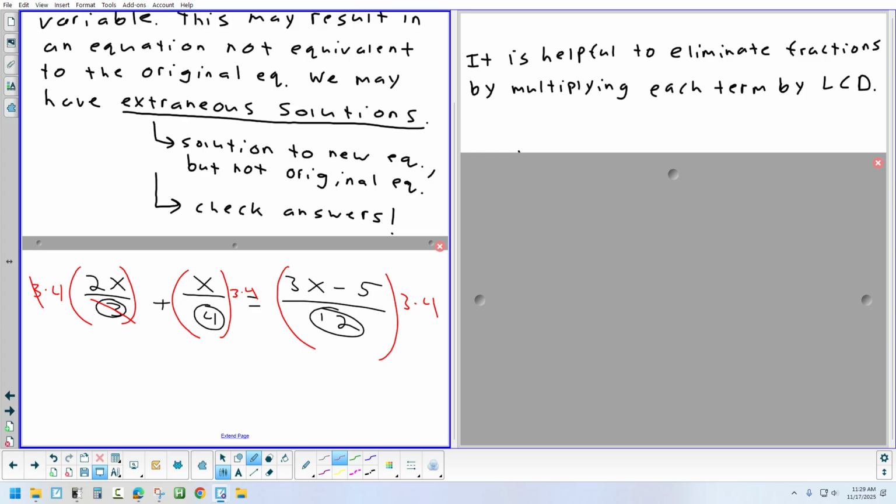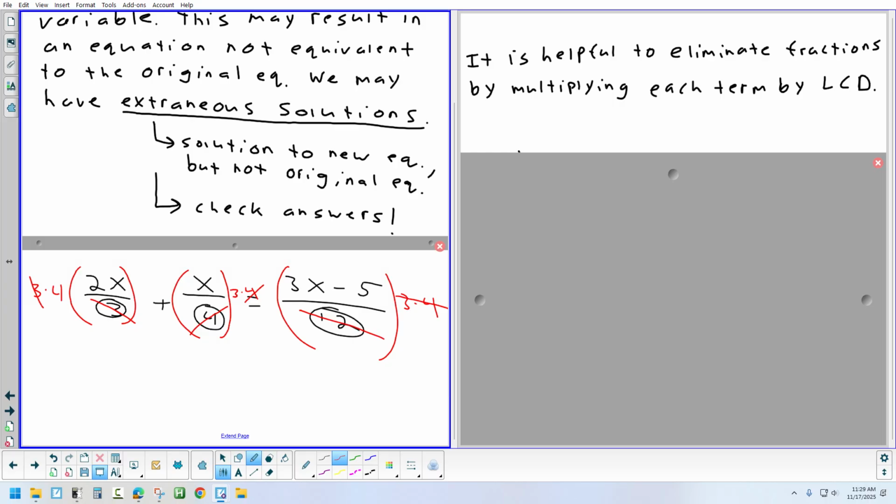What's going to happen in the second fraction? The 4 cancels out. You have x divided by 4 times 3 times 4. Well, why would you divide by 4 and then times by 4? They cancel each other out. And then what about the last fraction? Will the 12 cancel out because 3 times 4 is 12? Right. You have 3x minus 5, you're dividing it by 12, and then you're timesing it by 12.